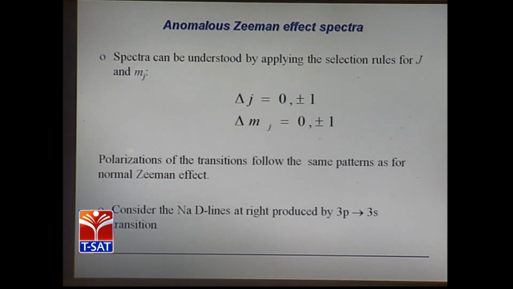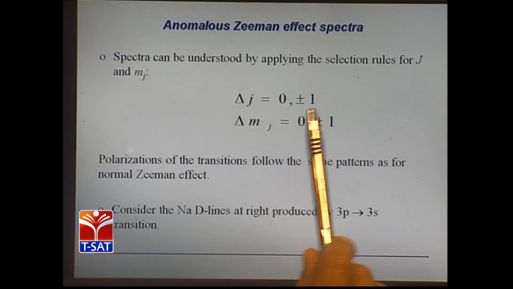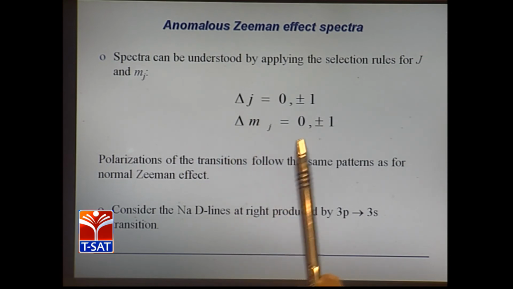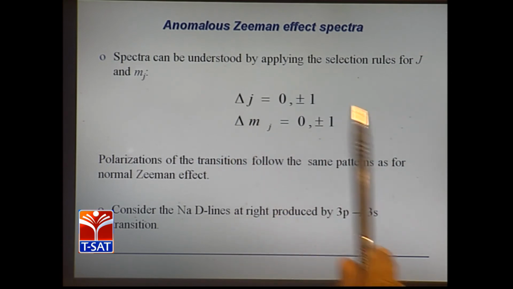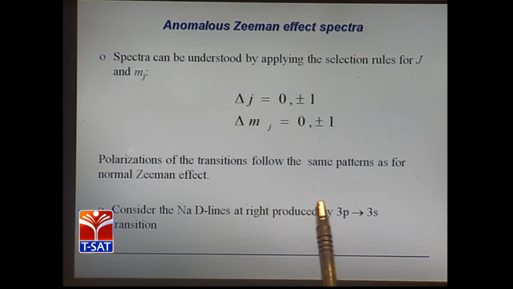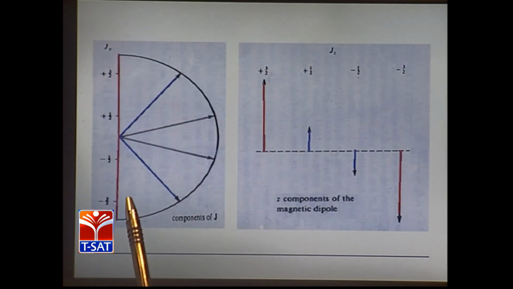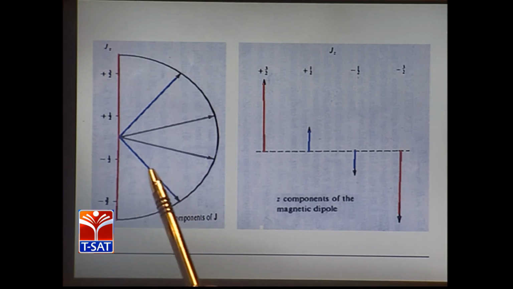Anomalous Zeeman effect spectra require delta J equal to 0 or plus or minus 1, that means a change in the J value. Delta Mj equal to 0 or plus or minus 1, these are the selection rules, and the polarization of these transitions we have already seen. We will observe this particular thing: this is the direction of the magnetic field, and J applied will produce a vector being affected by that.